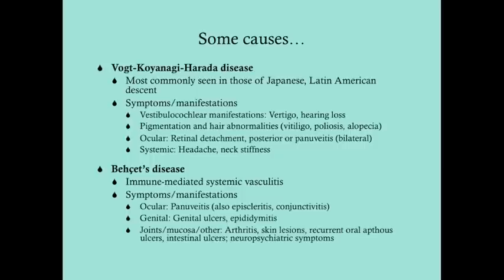You can get intestinal ulcers, which can ultimately cause bleeding in the stool, and then neuropsychiatric symptoms. That's also known as neuro-Behçet's disease, but that can come with Behçet's disease as well. So ocular, genital, and joint and mucosal symptoms. That's what you should remember here.